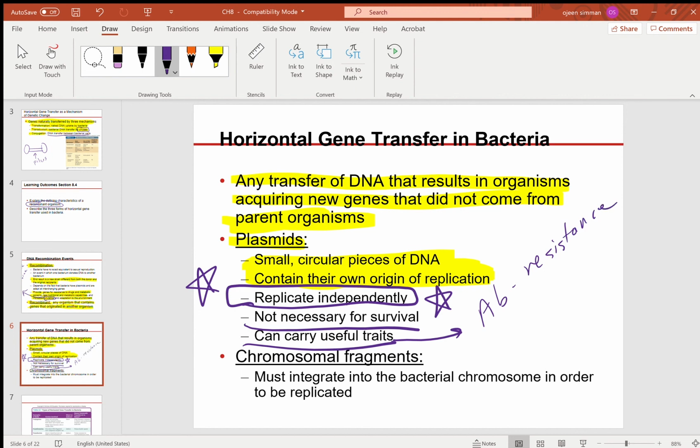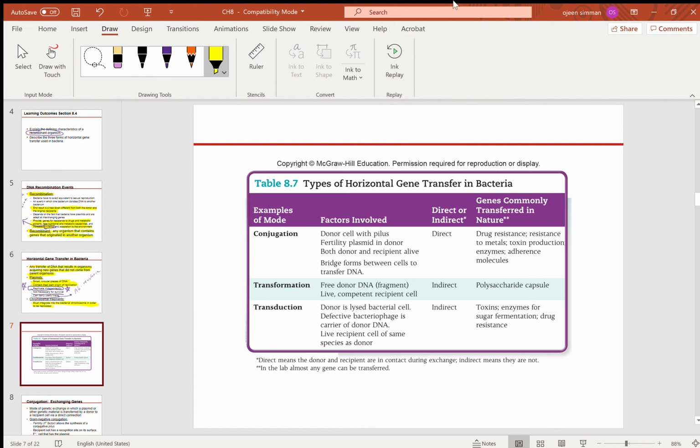Chromosome fragments. These chromosomal fragments must be integrated into the bacterial chromosome in order to be replicated and therefore passed on to the next daughter cells. Any questions so far?